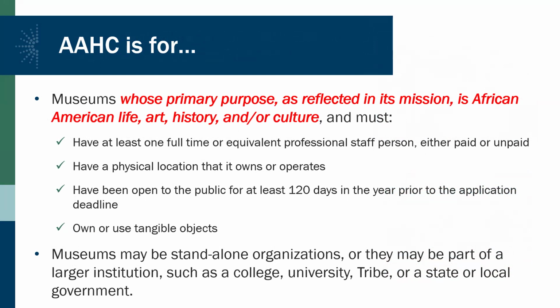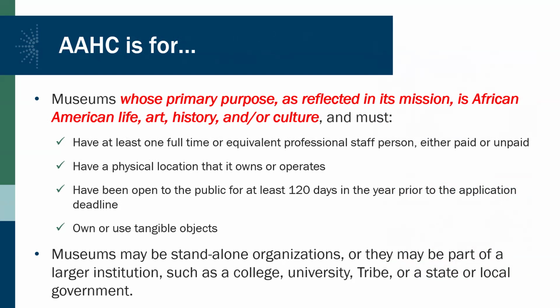AAHC is a grant program for museums whose primary purpose, as reflected in their mission, is African American life, art, history, and/or culture. To apply for federal funding at IMLS, all applicants must meet certain requirements. Your organization must be located in one of the United States' 50 states, its territories, or the District of Columbia, and your organization must be a unit of state, local, or tribal government, or a private nonprofit organization with tax-exempt status. If you meet those 2 requirements, then the next step is to consider what it means to be eligible for IMLS funding as a museum.